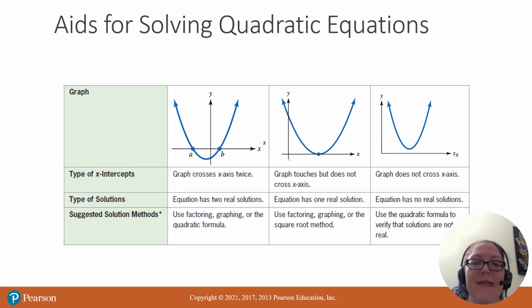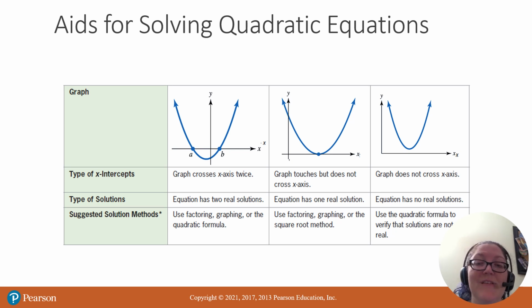A way to help you visualize the discriminant is by looking at the graph. When the discriminant is a positive number, that basically tells us we're going to have two real numbers, which means the graph will cross the x-axis 2 times. And again, these are those two real solutions.